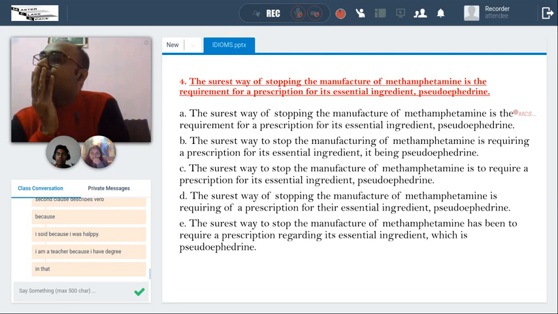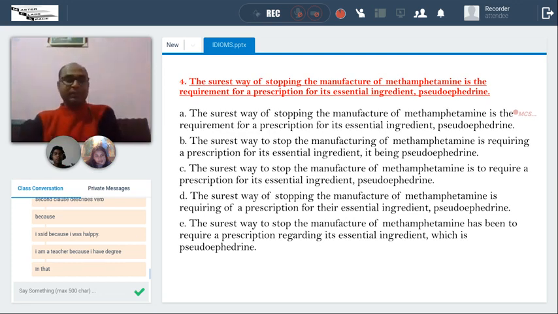A. I think it's A as well. Remember, in the exam you have to look at what is really the precise one. The requirement can be written as "to require." Is the requirement means require, right? Yeah. All right. So "the surest way of stopping," instead it should be "surest way to stop."